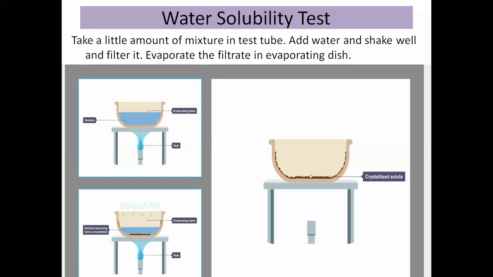Now for the water solubility test, what you will do, you will be given this mixture, so you will take a small amount, around 0.5 gram, not more, a little amount of mixture in a test tube and add water. Now see students, what they normally do, if you take 0.5 gram of mixture, you don't have to add half a test tube of water. So don't do like this. Take a little amount of mixture, around 0.5 gram, then add just 1 or 2 ml of water. Then shake it well.